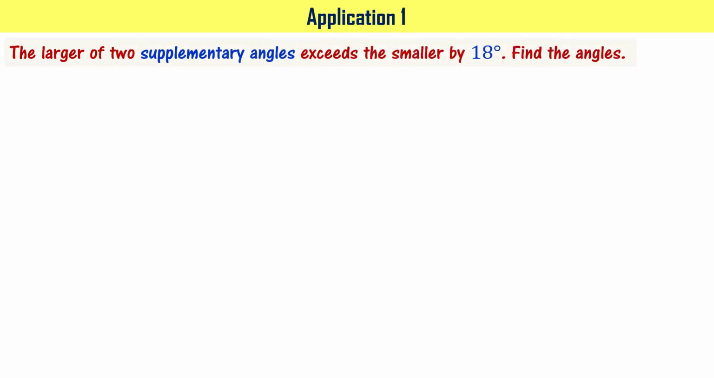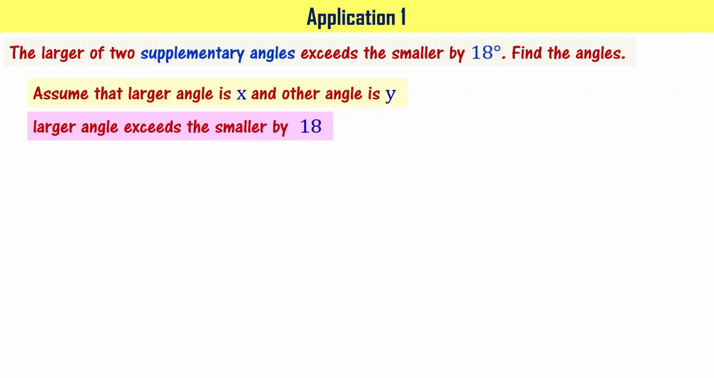Application 1. The larger of two supplementary angles exceeds the smaller by 18 degrees. Find the angles is the question. Let's assume that the larger angle is x and the other angle is y. Then it is said that the larger angle exceeds the smaller by 18 degrees. It means x is greater than y by 18 degrees, right? So we can write it as x equal to y plus 18.